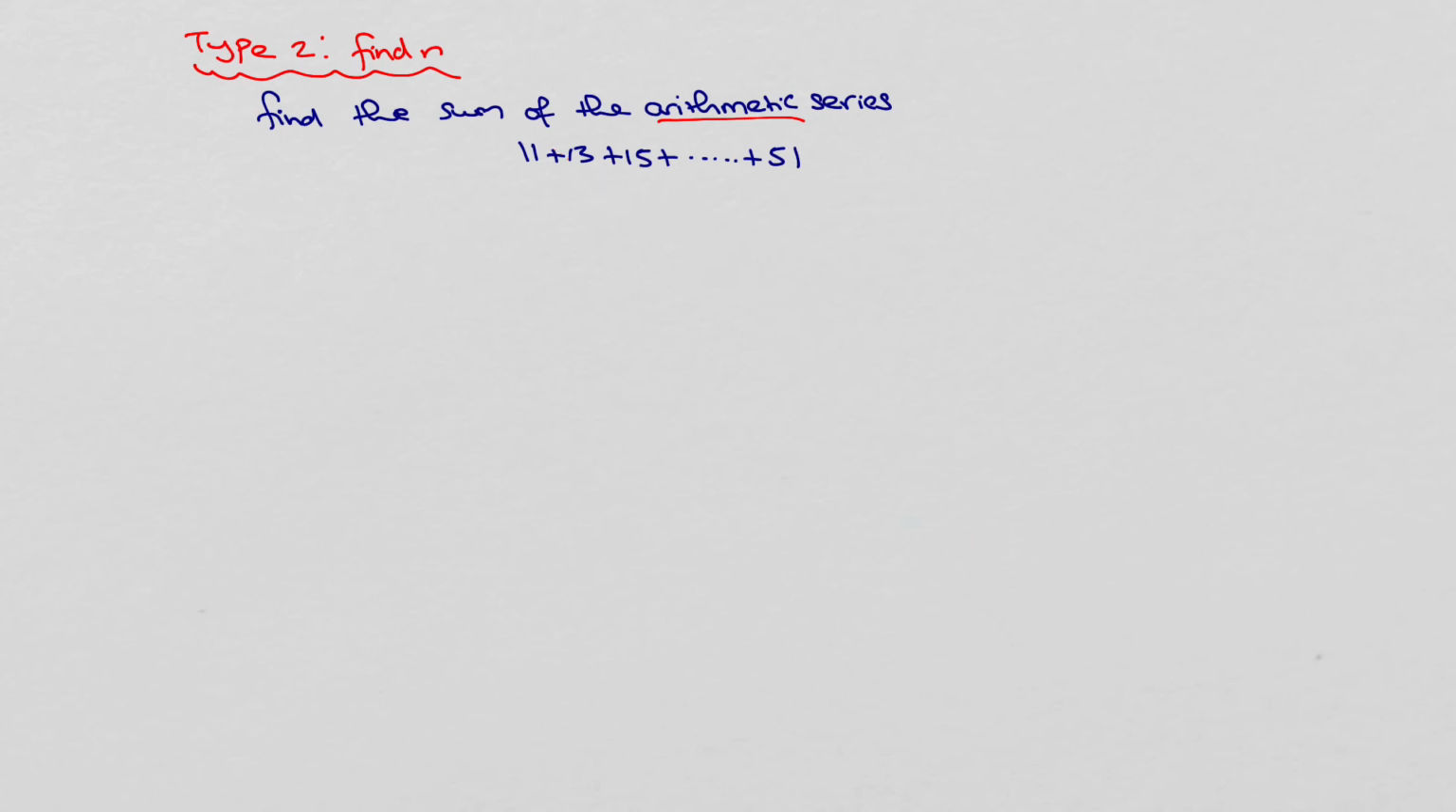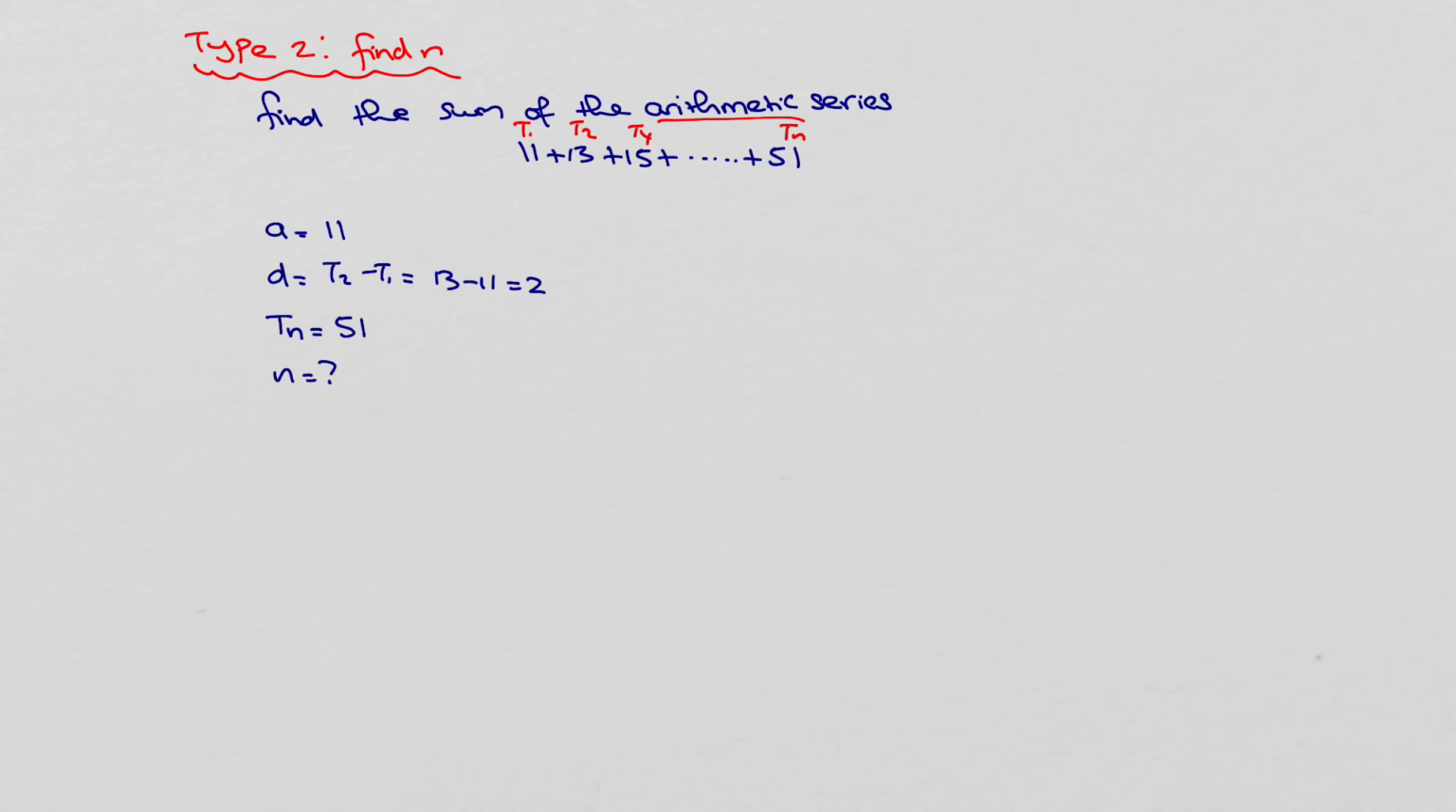So I need to work out what term is 51. So we start by writing down what's our first term. So our first term is T1, that's 11. Our common difference, because it's an arithmetic sequence, is term 2 minus term 1. So that's 13 minus 11, which is 2. And I know that the final term there is 51, but I don't know what n is.